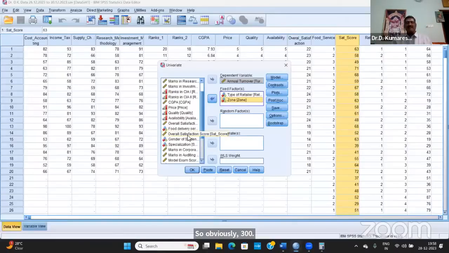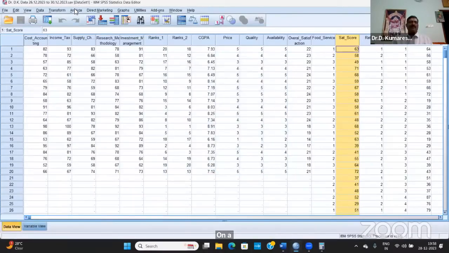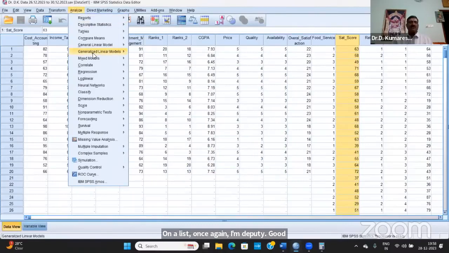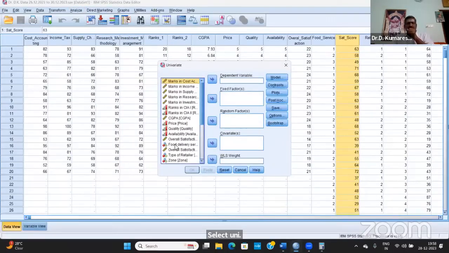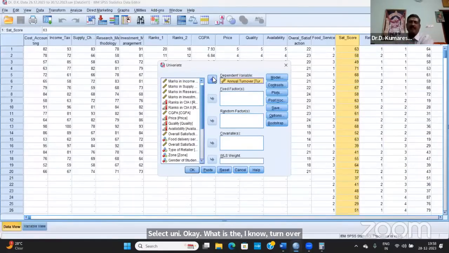Now we will go to the analyze. Analyze, once again, I'm repeating. Go to analyze. Go to GLM, general linear model. Select univariate. What is the dependent variable? Annual turnover. Okay. What are the independent variables? Type of retailer and zone.